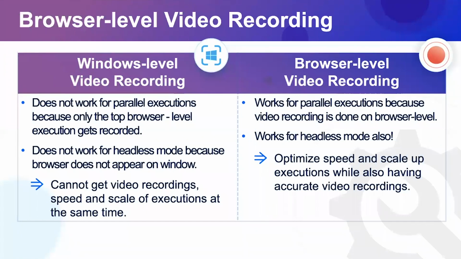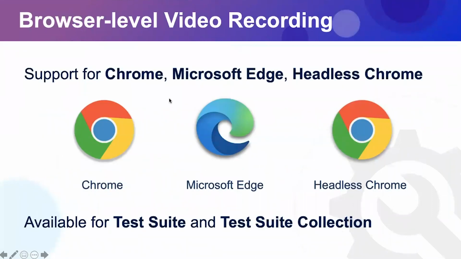For window level video recording, it could not address 2 problems. And for the browser level video recording, it can successfully solve these 2 problems. And the result is that your execution speed can be optimized and you don't have to trade off between speed and accurate troubleshooting. So the browser level video recording is available for Chrome, for Microsoft Edge, and for headless Chrome for now. And it's available on Test Suite and Test Suite Collection.